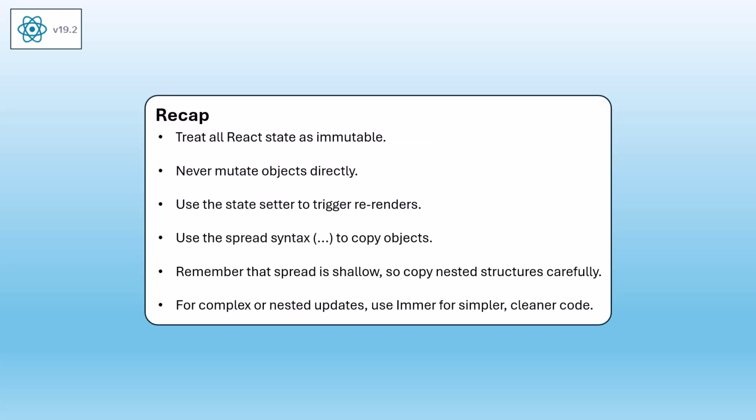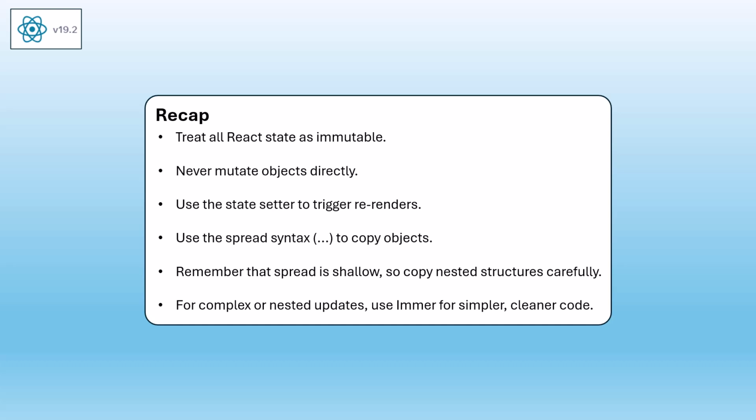10. Recap. Let's summarize the key points. First, treat all React state as immutable. Once something is in state, never modify it directly. Second, remember that mutating objects in state won't trigger re-renders, and it can even lead to inconsistent behavior because React won't know what changed. Third, instead of mutating, always create a new version of the object and use the state setter to replace the old one.